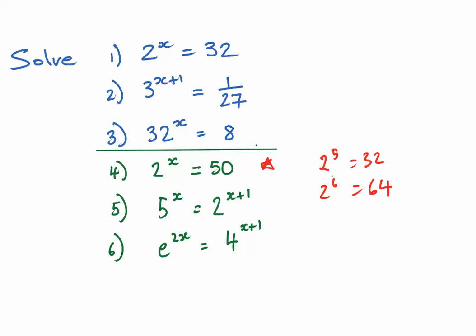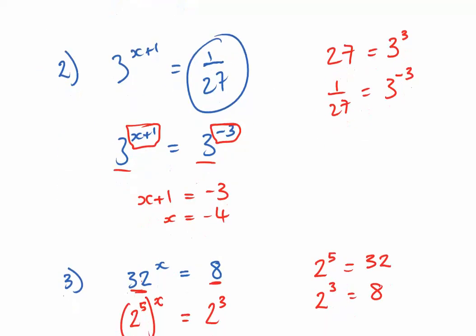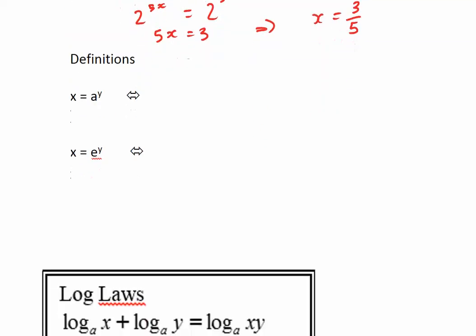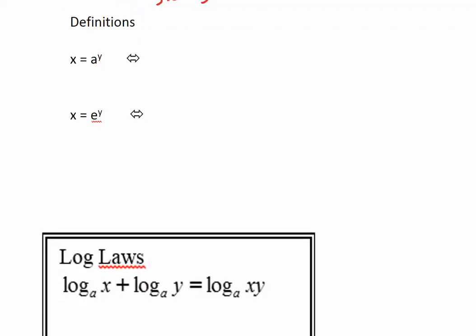So to solve this type of equation, what we're going to have to do is use logarithms. So let's just remind ourselves a little bit about that with our definition of what a logarithm is. Just remember that a logarithm is just another way of writing an exponent. So in this example here, x is equal to a to the power of y. Another way of saying that is that y is the logarithm of x base a. A to the power of y is x, so y is logarithm of x base a.